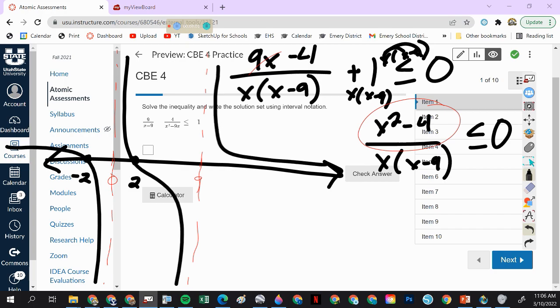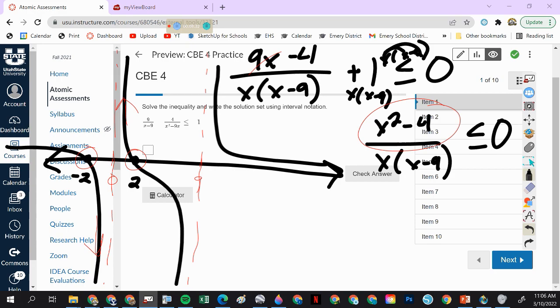Now, how did I know it looked like that? Well, we have to cross at the two roots. We have to approach the vertical asymptotes. And if this side goes down, how do I know that this side goes up? When do asymptotes go in different directions? Vertical asymptotes, when it's a single factor.